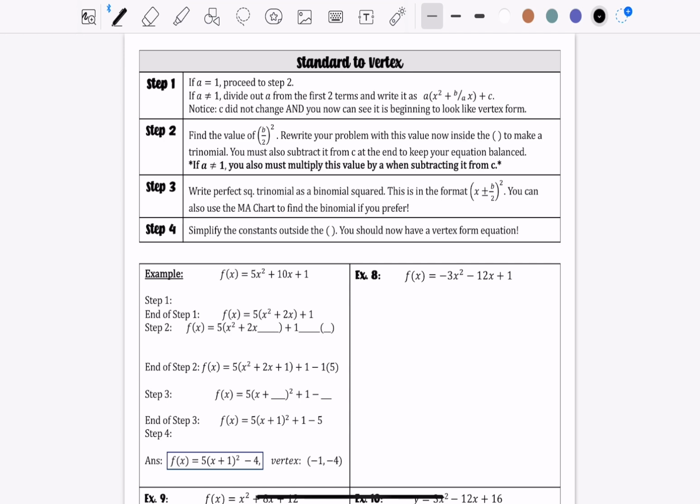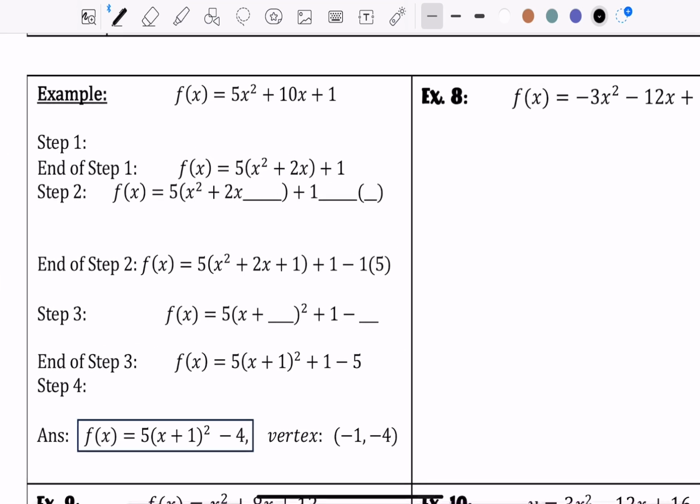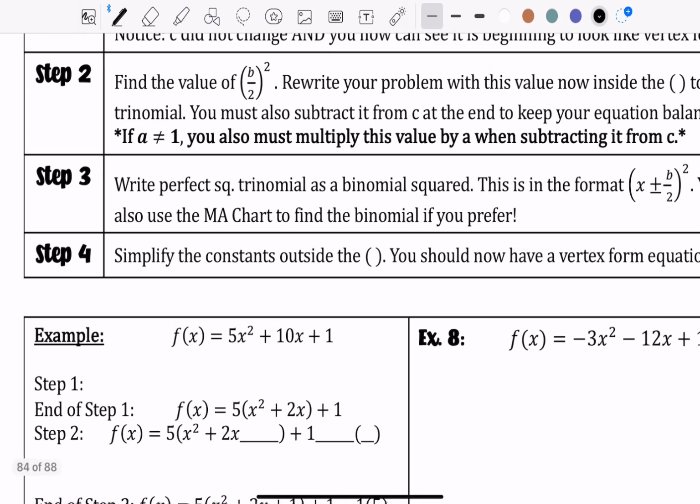Here up at the top, we have our steps. It is 4 steps, just like the other ones. And then I do have a typed example. The typed example does look a little aggressive. I will go over all the blanks. I promise it's really not that bad.